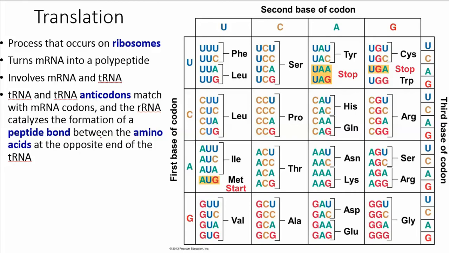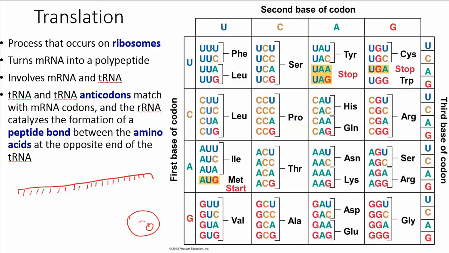Okay, so now remember we made a copy of the DNA, and now we have this single-stranded RNA. Remember we were in the cell, the nucleus. We made a copy of the RNA, and then the RNA moved out. So we have this single-stranded RNA.